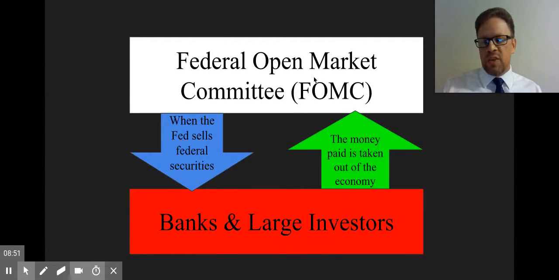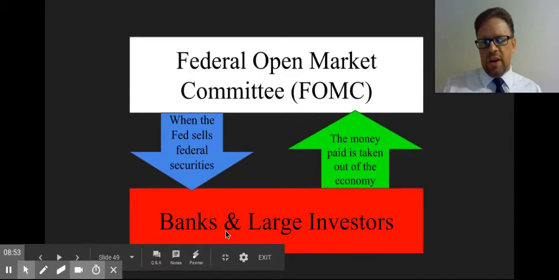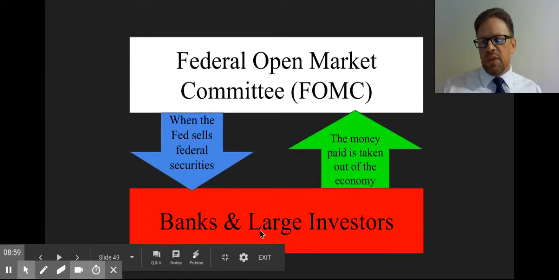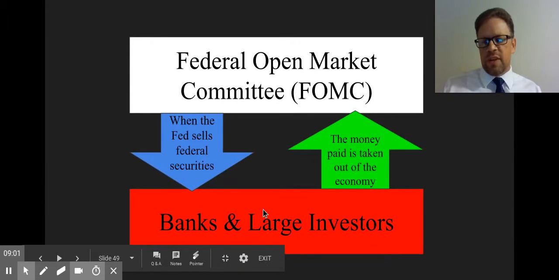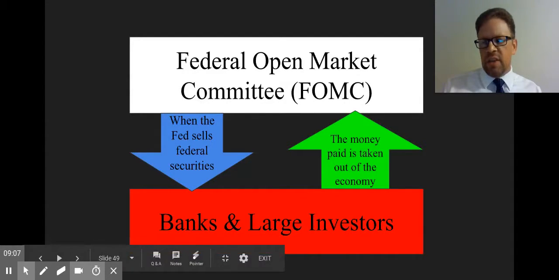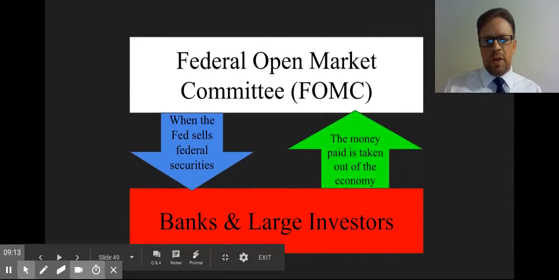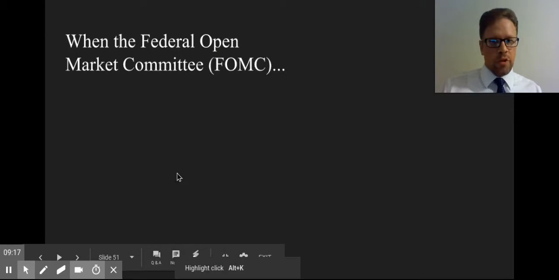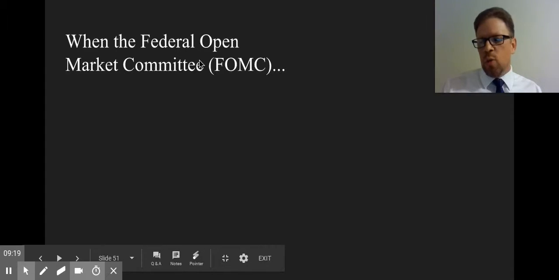So banks with reduced funds, or large investors with reduced funds, can provide fewer loans to individuals and businesses since their funds are tied up in investments. With aggregate demand decreased, you'll notice inflation will decrease, but unemployment rates might rise a little bit. All right, so hopefully here is an easier way to remember what the Federal Open Market Committee does.